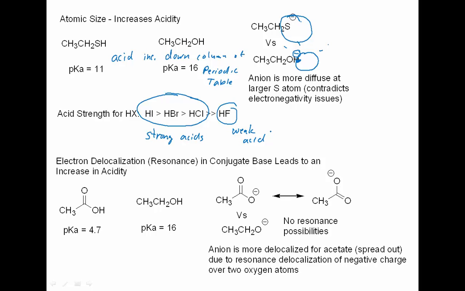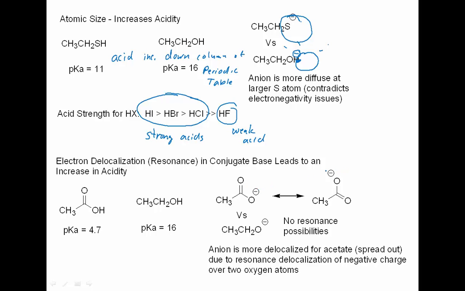Okay, another important trend is that electron delocalization or resonance in the conjugate base will lead to an increase in acidity. Here we compare two compounds that have hydrogens on an oxygen. Acetic acid has a pKa of a little less than 5. The pKa of ethanol is 16. Why is acetic acid so much more acidic than ethanol? It has to do with how the negative charge is distributed in the conjugate base.